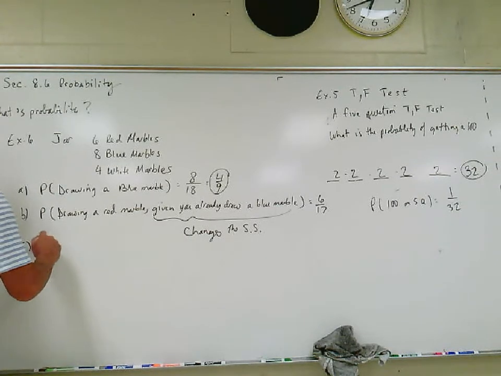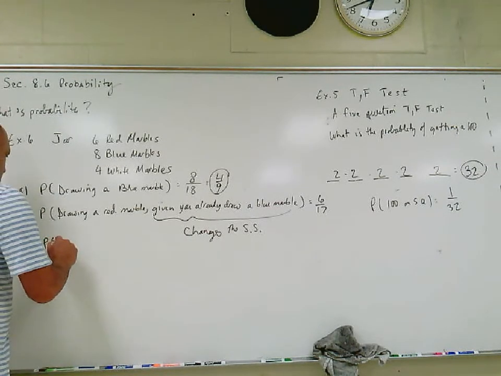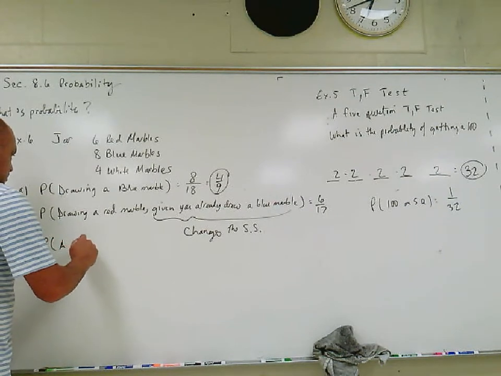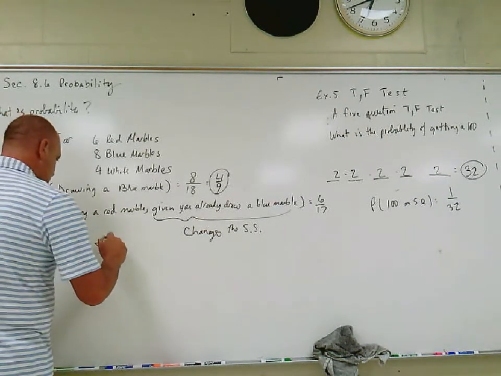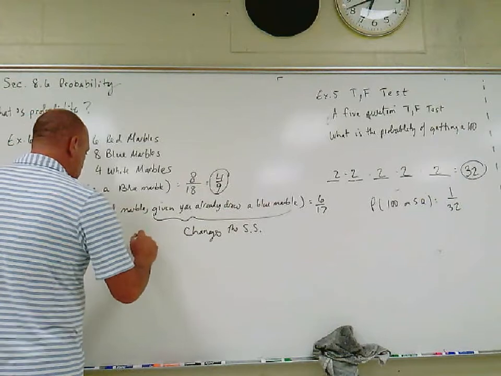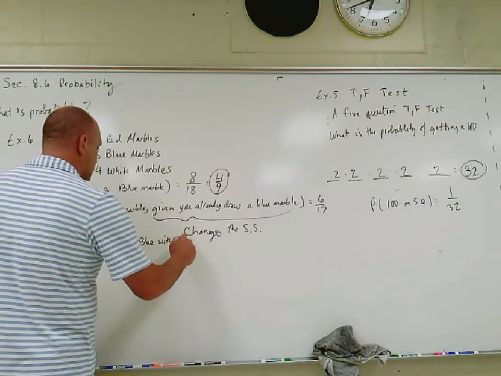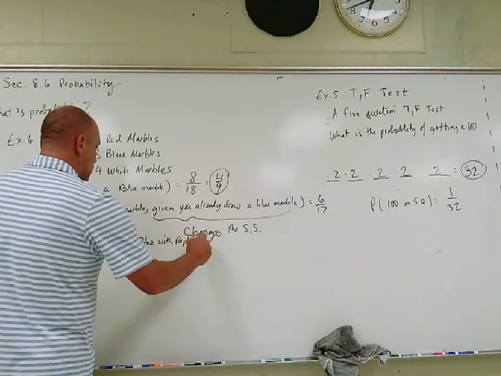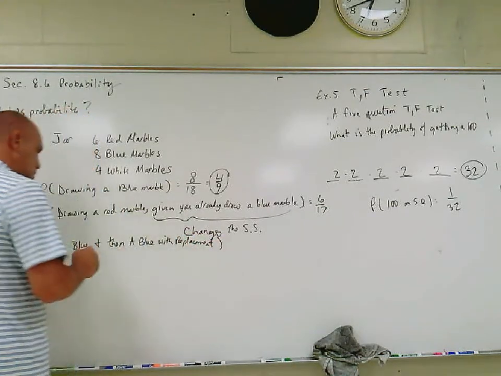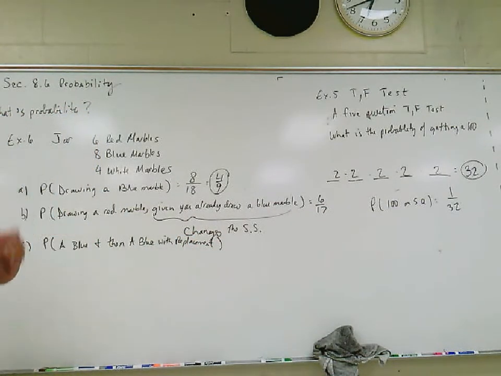Now, there are 2 other scenarios that could happen here. What's the probability of drawing a blue and then a blue with replacement? Let me explain how this works. You're going to have 2 problems together.